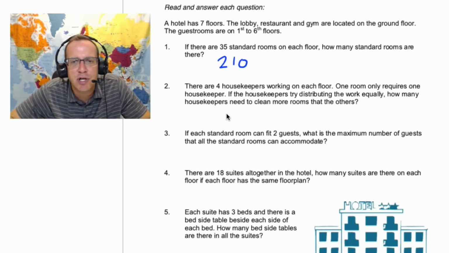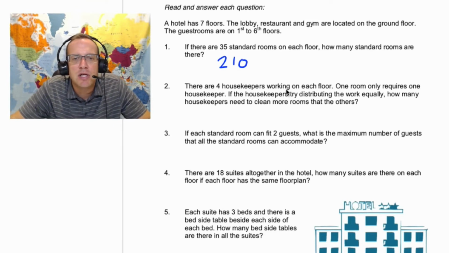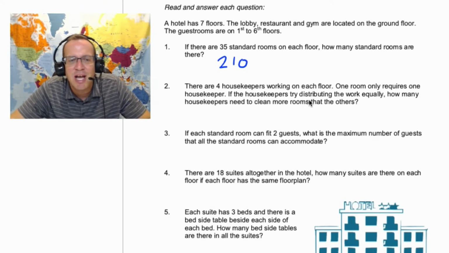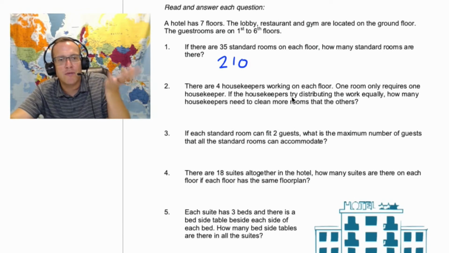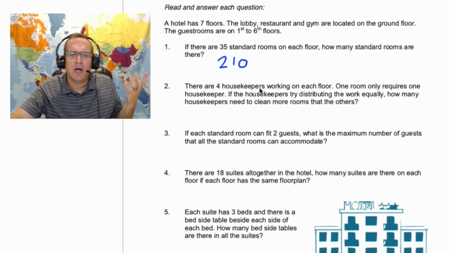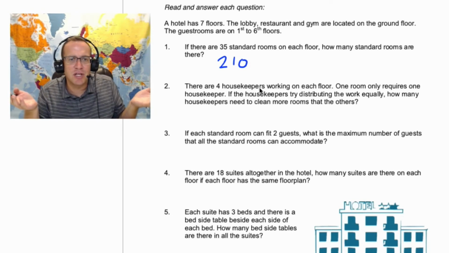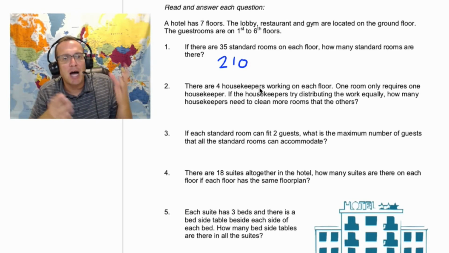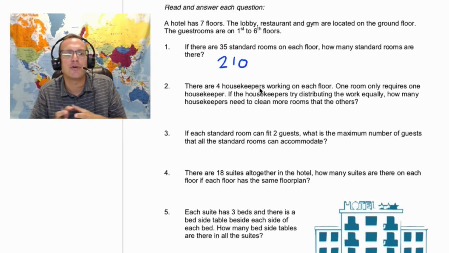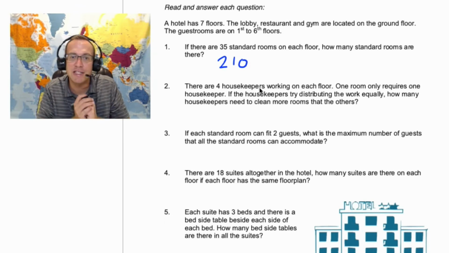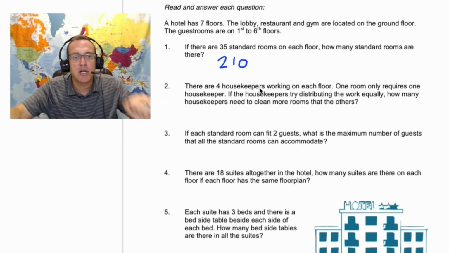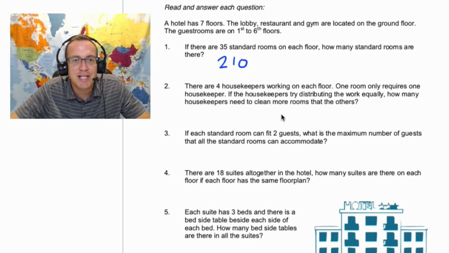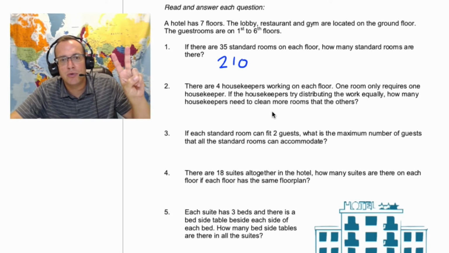Okay, if the housekeepers try distributing the work equally, okay, that should be a key for you. How many housekeepers are needed to clean more rooms than the others? So essentially, how many housekeepers are going to have to do more work than the others? Okay, so maybe one person cleans 10 rooms and the others clean 12 and 12 and 12, right? How many housekeepers are going to have to do more work than the others? That is our question. Okay, so like I said, this one is a little bit tricky. Read it over and see what you think. So go ahead and hit pause now. I'm going to reveal the answer in 3, 2, 1.